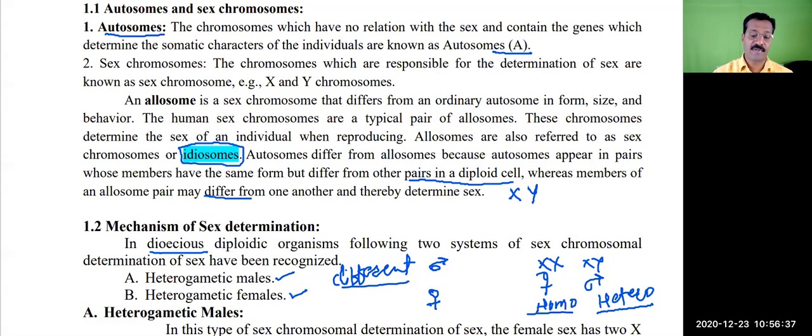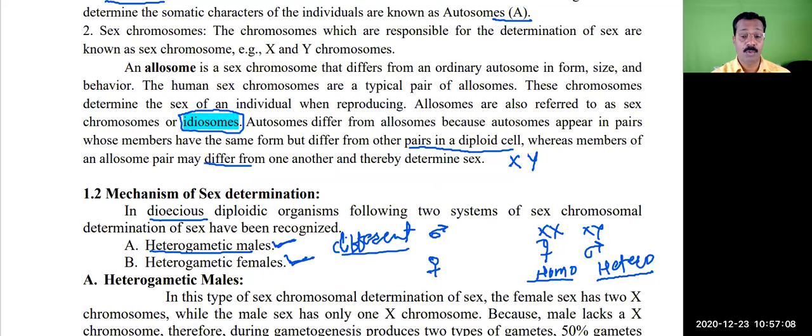But here the case is different. Here, heterogametic male as well as heterogametic female means whatever the female gametes, X and X, will not be similar; they may be different as in male. So we'll see one by one. First, heterogametic male. How the heterogametic males are there.